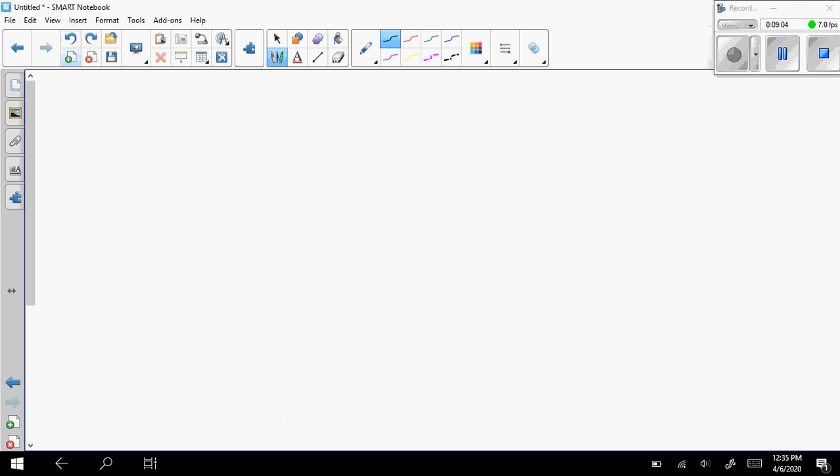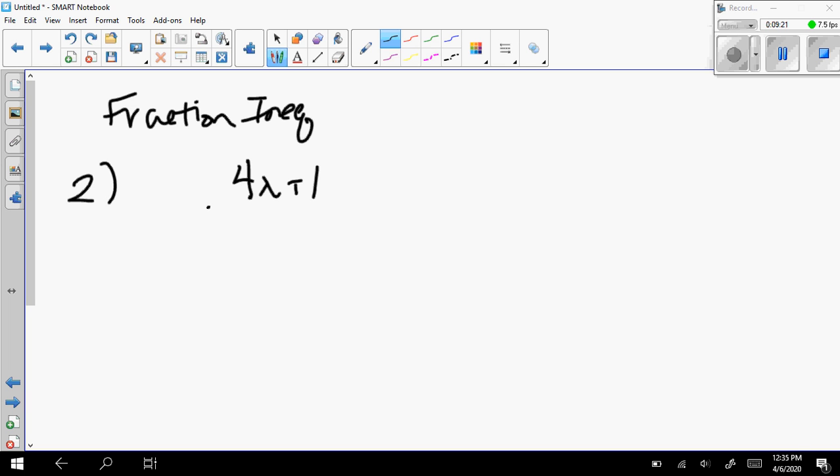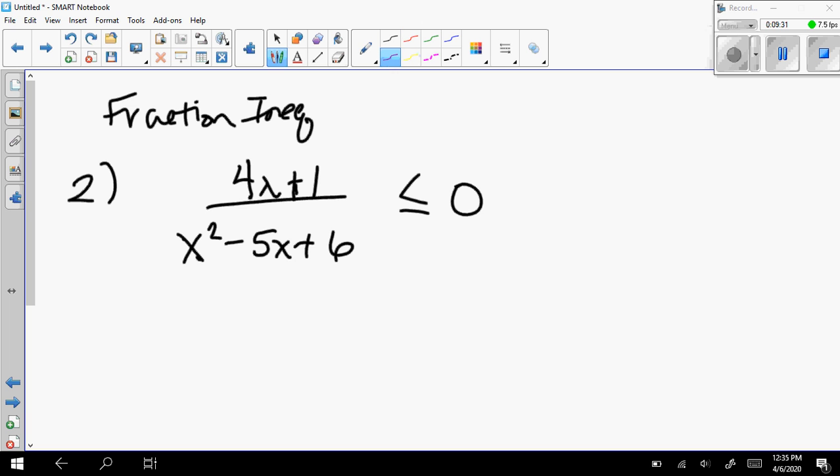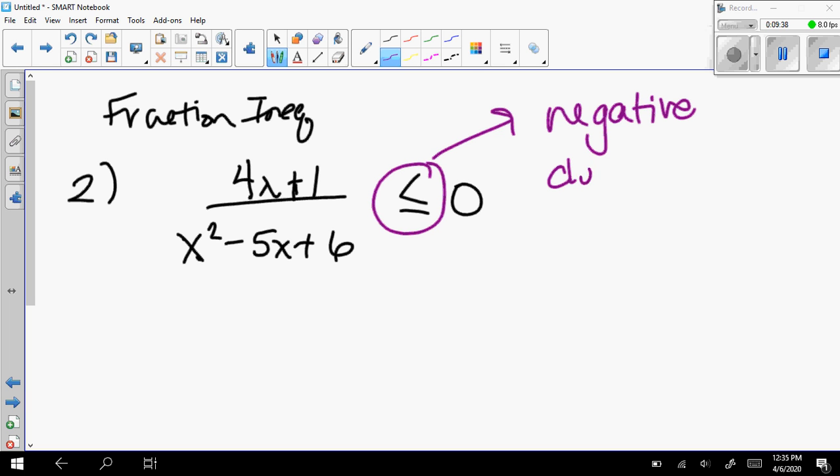Okay, let's just do one of the rational inequalities, which means you have a fraction with an inequality. All right, so I'm going to do number 1 in your notes. That might be too easy. I'll do number 2. All right, so we've got 4x plus 1 over x squared minus 5x plus 6. Okay, here's my fraction. Less than or equal to 0. And this less than 0 is negative numbers. So we're going to look for negatives when we do our number line test. And you're going to have closed circles.